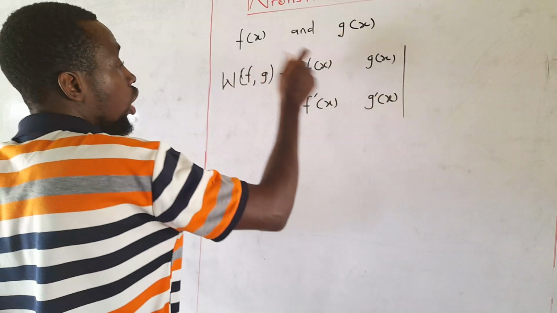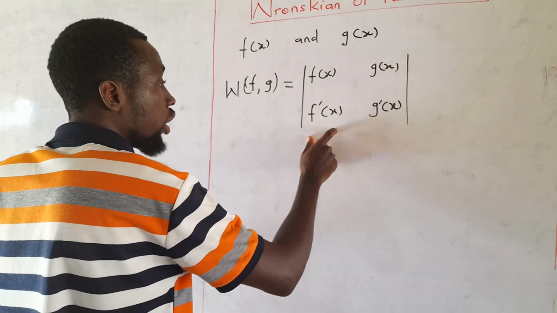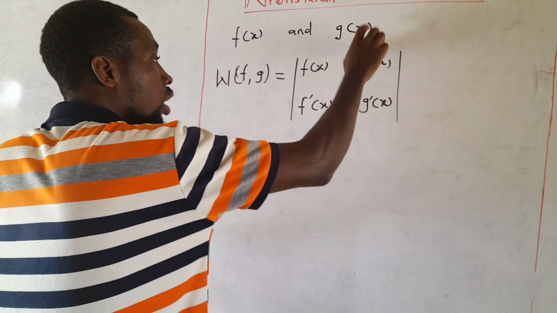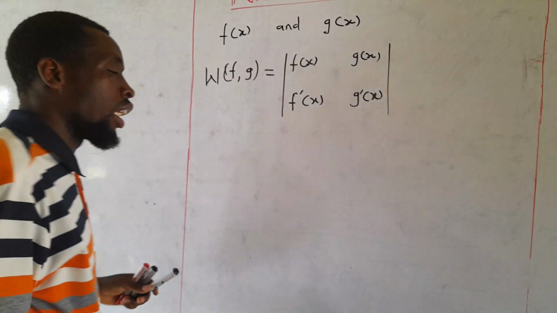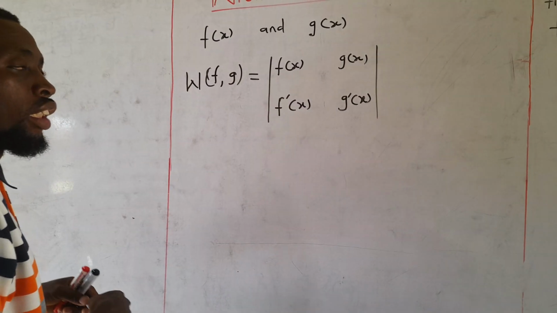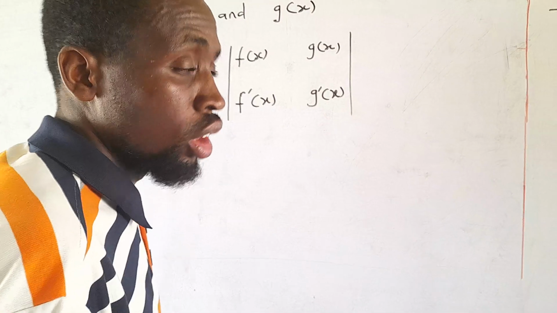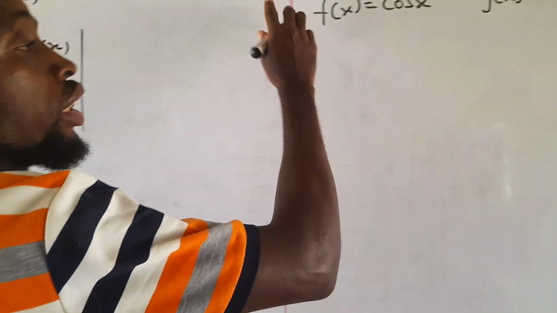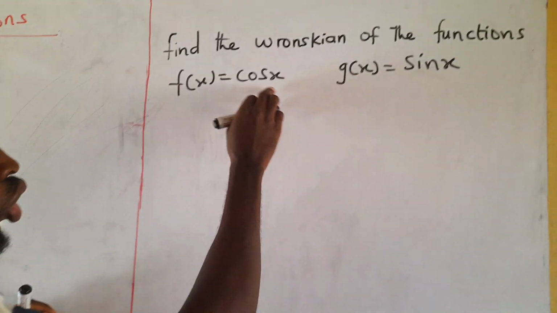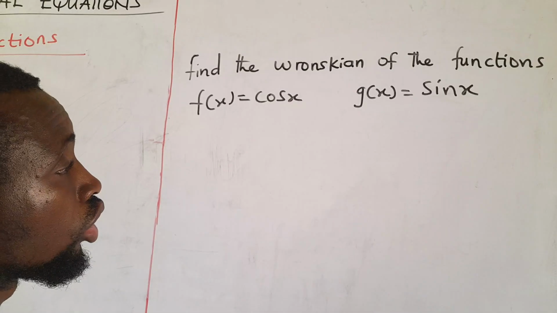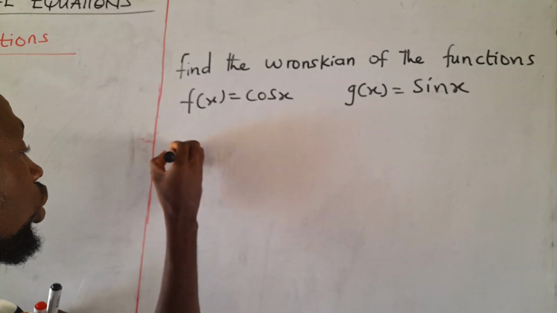So when they give you the function, the differential of the function under it, another one, the other function, the differential of that under it, then you find the determinant. That becomes the WRONSKIAN of the function. So let's look at an example. They say find the WRONSKIAN of the function f of x equal to cos x and g of x is equal to sin x. So how do we do that?